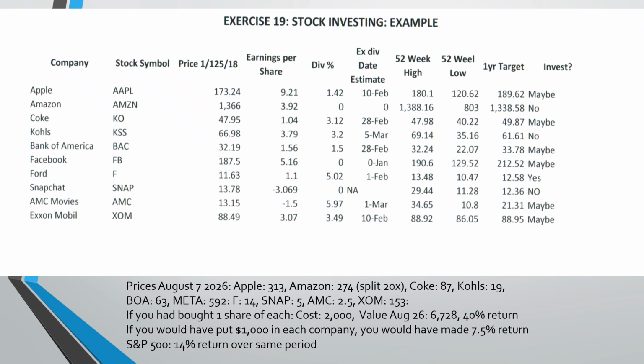That kind of overweighed things. So I did another way. If I was to put $1,000 in each of the companies, so it'd been 10,000, you'd made 7.5% return.